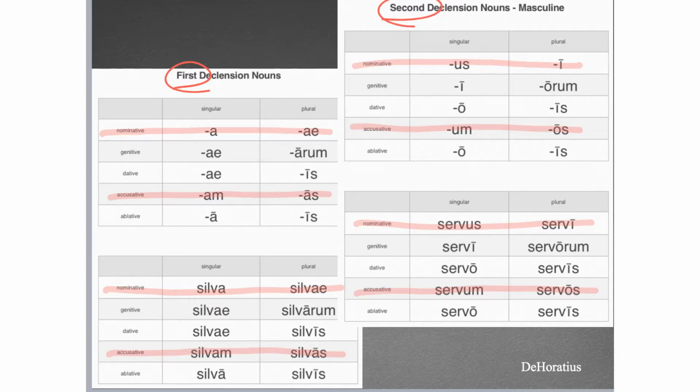All right, on the previous slide, you can see that the US is the nominative and the UM is the accusative. And R, which is on a different page from the book that I screenshotted for this, is an alternate nominative ending. You can see the AE here, the nominative plural, and the OS here, the accusative plural.